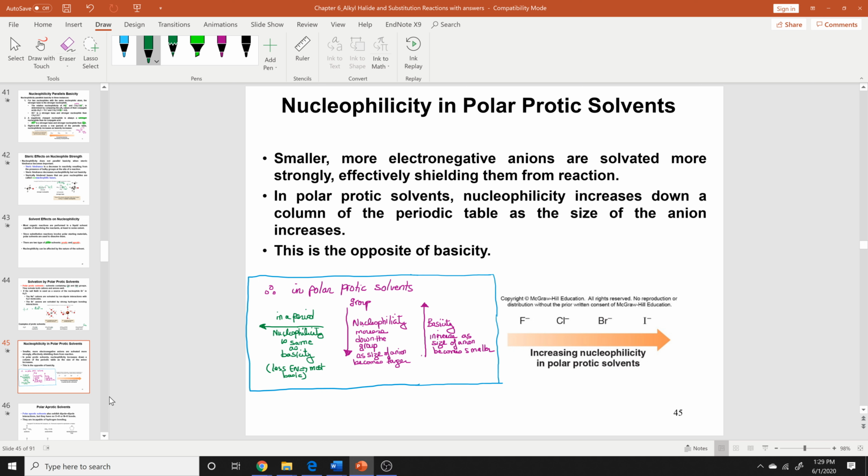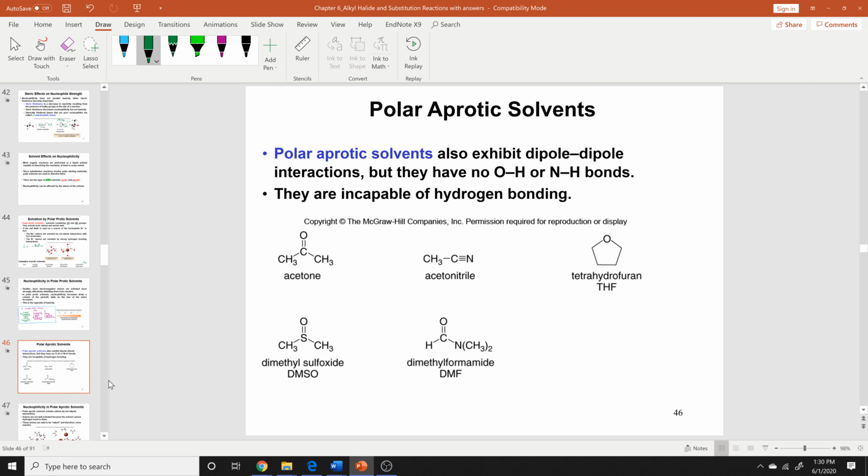F minus is going to be more basic than Cl minus, then Br minus. This makes the nucleophilicity the opposite. The nucleophilicity is going to be the opposite of basicity. So the nucleophilicity is going to increase down the group as the size of the anion gets larger. So that is a small table you can use to solve problems.